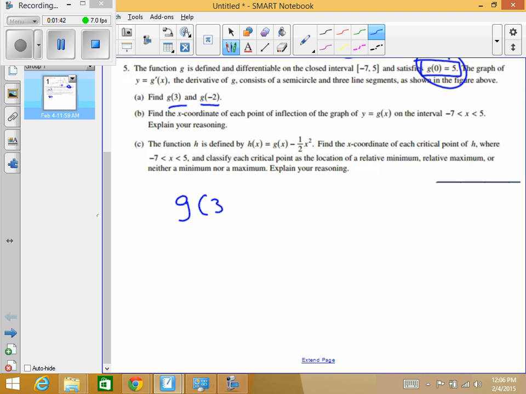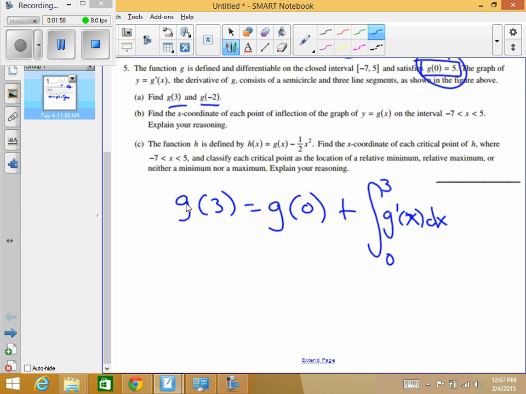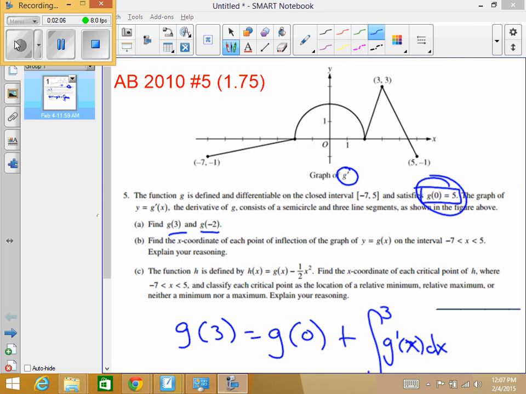So for G of 3, we know what's going on at G of 0, and we're going to add to that what's going on from 0 to 3. We're going to find out how much G is changing from 0 to 3. To figure that out, we just need to find the area under the curve of G prime x from 0 to 3.